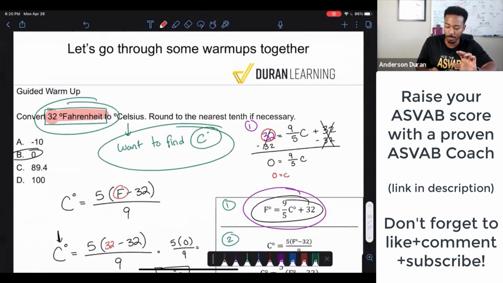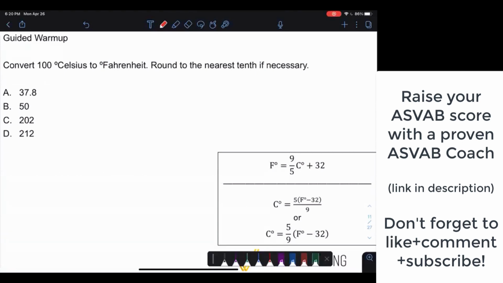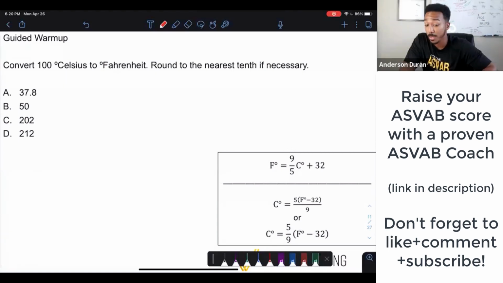So that was just one example. I want to make sure that we can get some more examples here. So here we are. Convert 100 degrees Celsius to Fahrenheit. And we're going to round to the nearest tenth if we need to. But let's go ahead and continue warming up here. Let me go ahead and look through the chat box here.